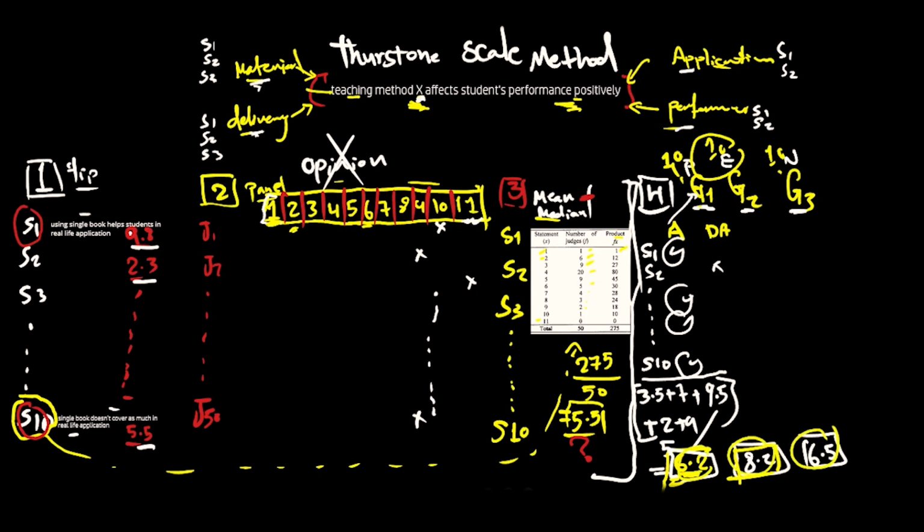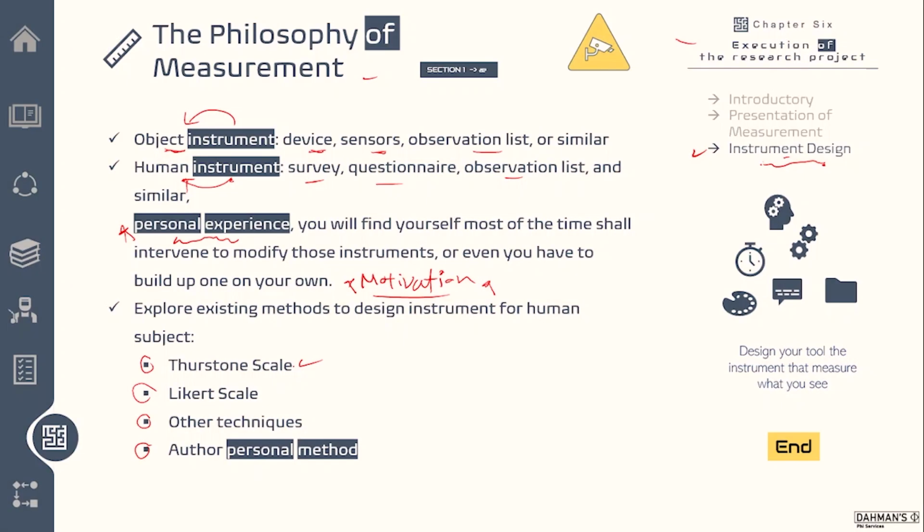Let's go ahead and discuss the second in the list, and that is the Likert scale. I will see you then.